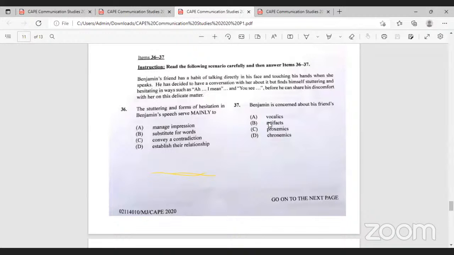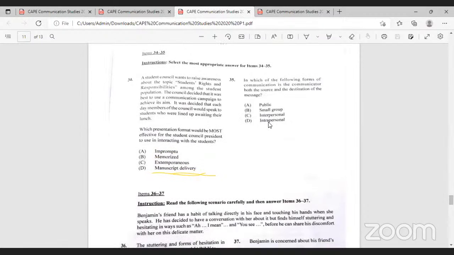Excuse me, sir. Sorry to cut you, but sir, why? What's the difference, yes, sir? Interpersonal means you're talking to somebody else. So it's between the two of you. So you are not always the source or always the destination.